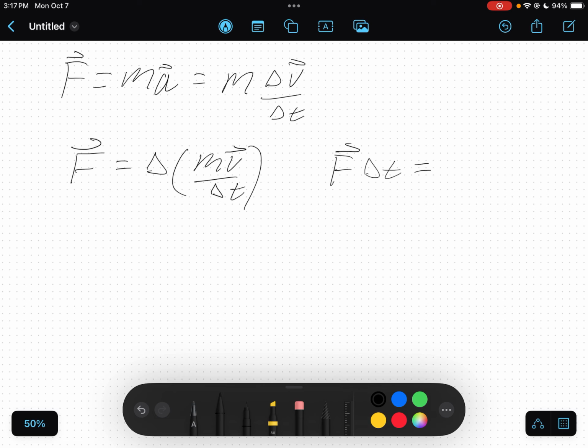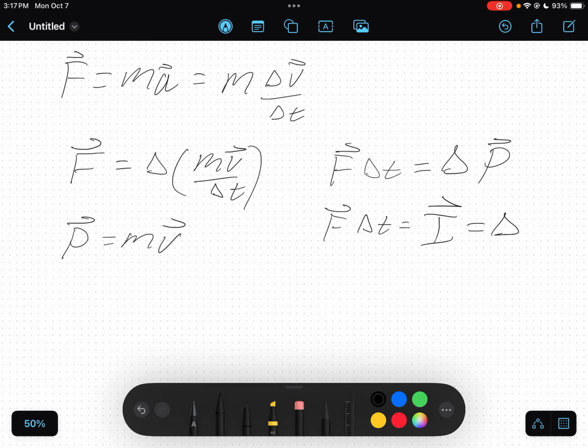That's going to equal the change in a new quantity mv, which I'm going to call momentum. So momentum P is equal to m times v. And just as work changed kinetic energy, this quantity F times delta t, we're going to call the impulse. So the impulse takes the place of work, and instead of changing energy, it changes momentum. Notice also that the impulse is a vector quantity.